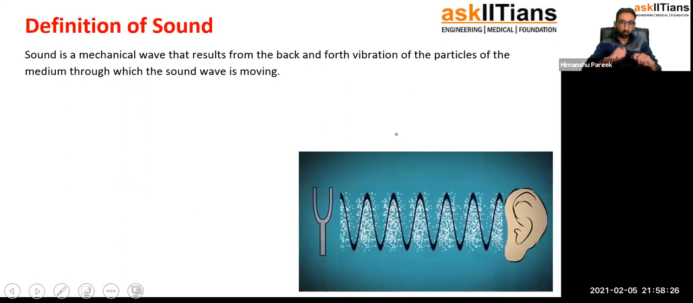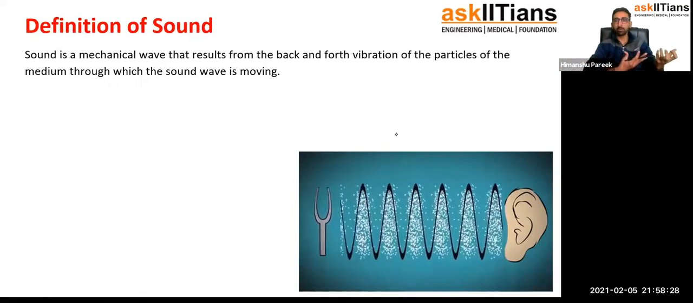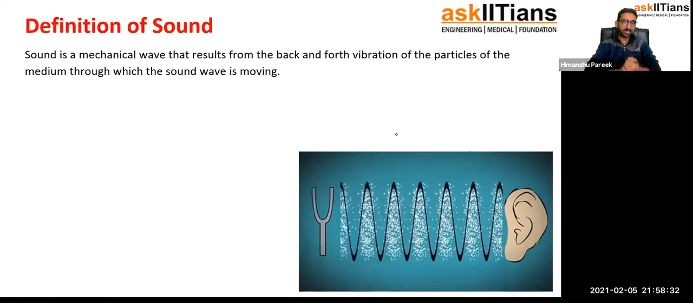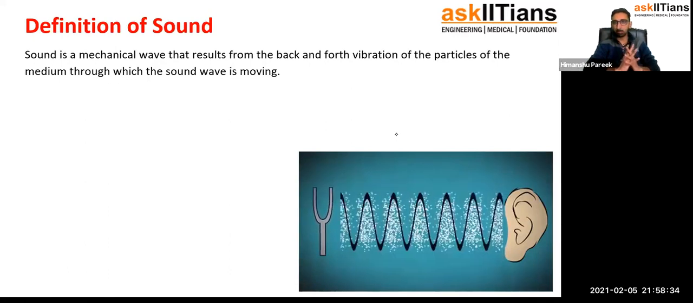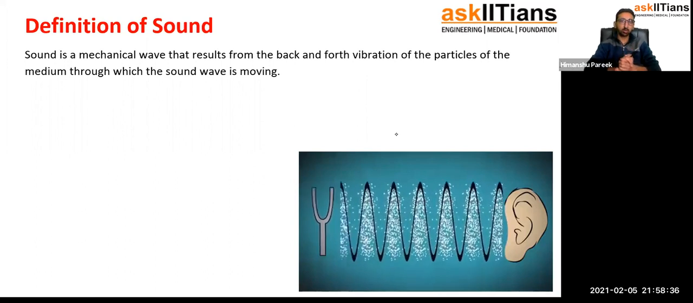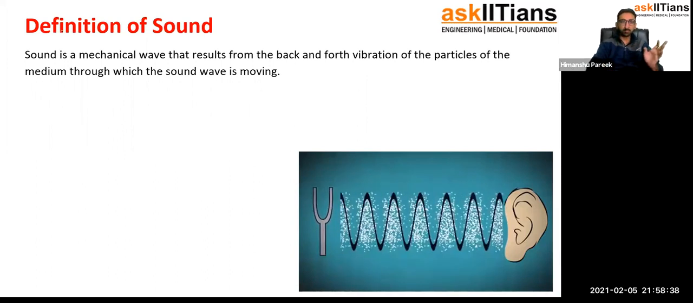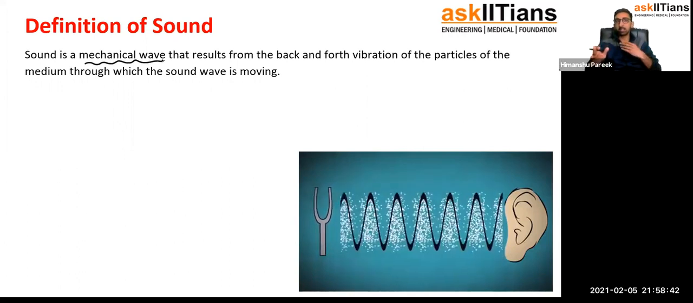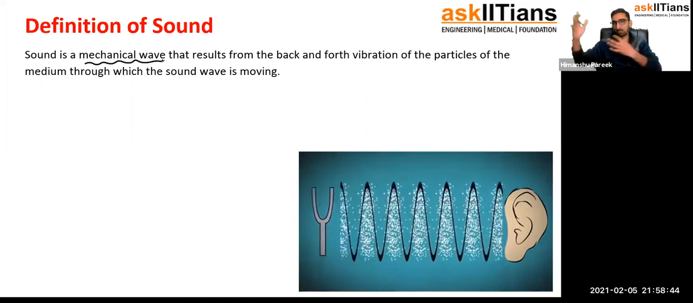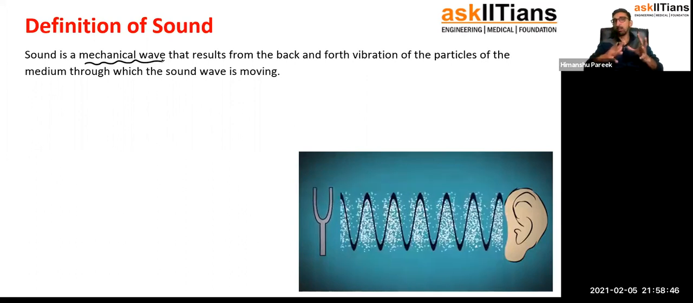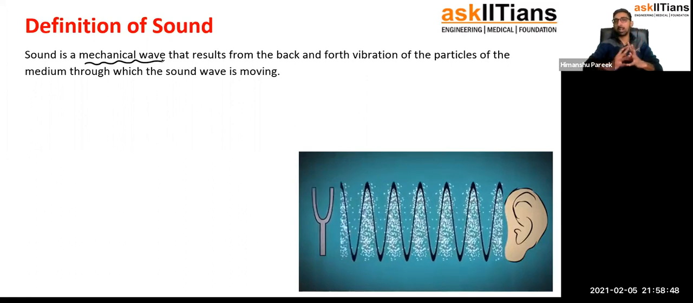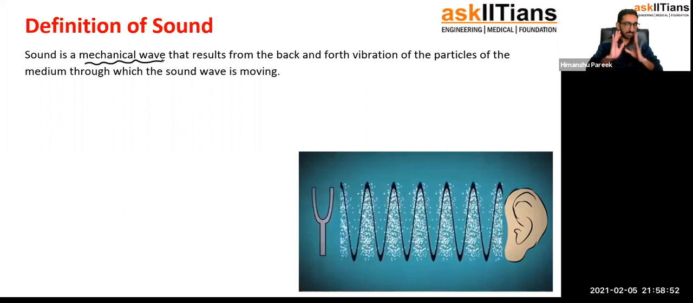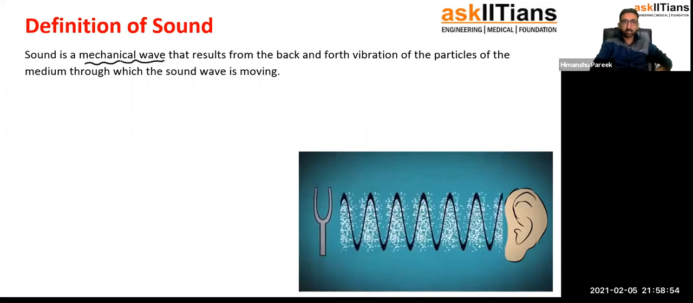Now, what exactly happens when sound travels? Let us understand sound in a bit more detail. What is sound? Do not get confused with the wave part right now. I will discuss waves in detail with you just after 10 minutes. Right now, let me talk about sound and the propagation of sound. Let's see what happens exactly.